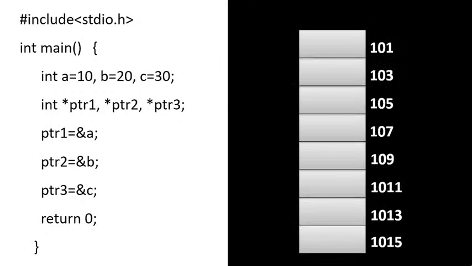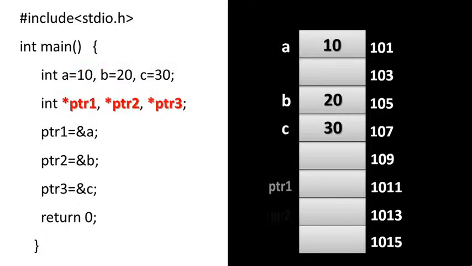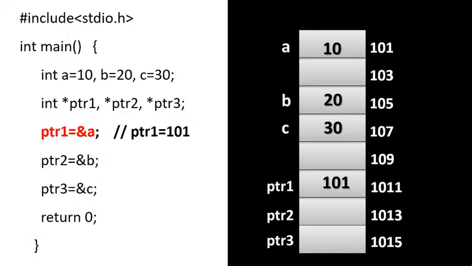let me show you the memory allocation. Let's say A is stored in a memory called 101, B is stored in 105, and C is stored in 107. Now their pointers are stored in different locations, right? So in PTR1, 101, the address of A will be stored. In PTR2, the address of B, that is 105, and in PTR3, 107, that is the address of C will be stored.